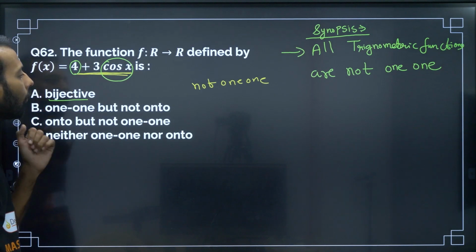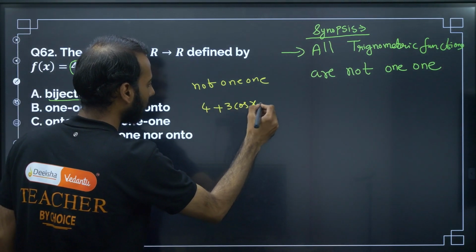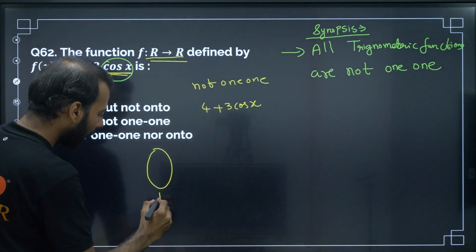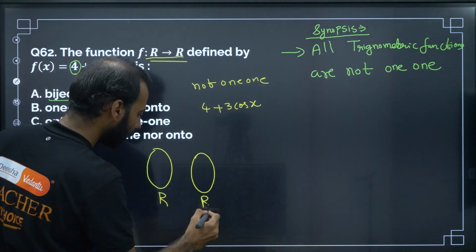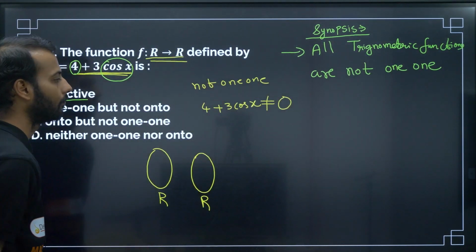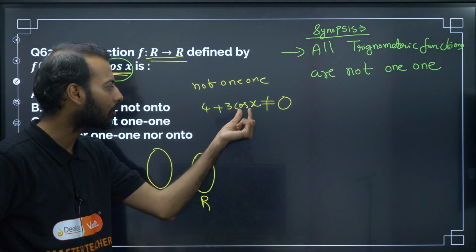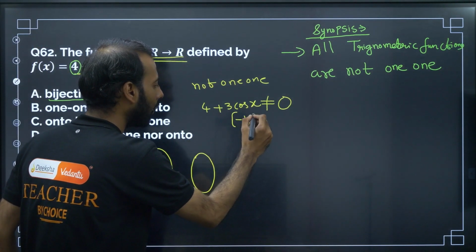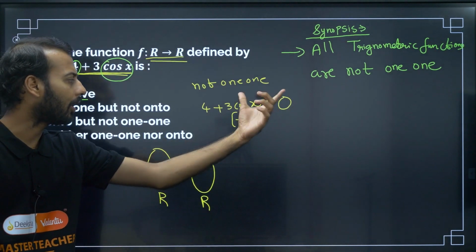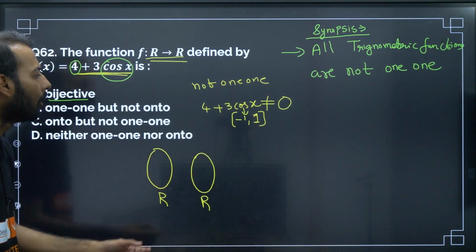Now what about onto? For onto, suppose I consider this 4 plus 3 cos x. Also one more thing you have to see here, this set has been defined from real number to real number. Now 4 plus 3 cos x will not be equal to 0. The cos value you can give is from -1 to 1, so you will not get 0 at any cost.